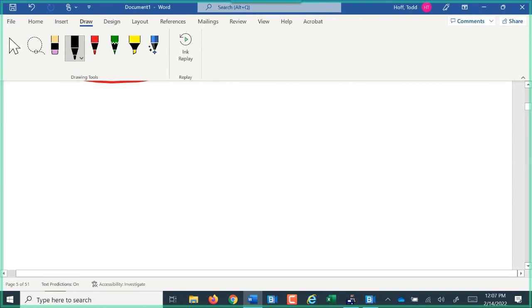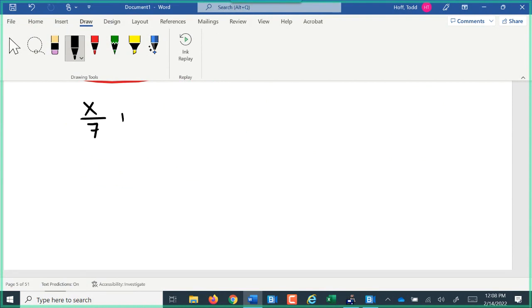Last week we looked at solving equations, and we just started some more difficult equations, and we ran out of time that day. So I want to take time to do a couple of examples here. One is something like this. x over 7 plus x over 4.